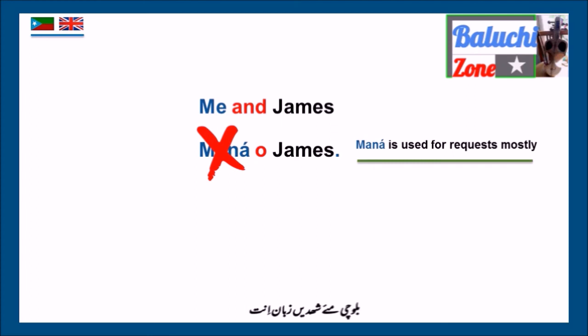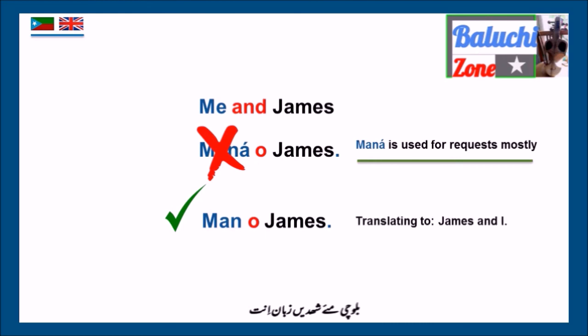But when there is an and in the middle, as in me and James, then we would replace me with I, using man instead of mano. Therefore, the correct version would be man o James, not mano o James. So make sure you remember this rule in Balochi language.